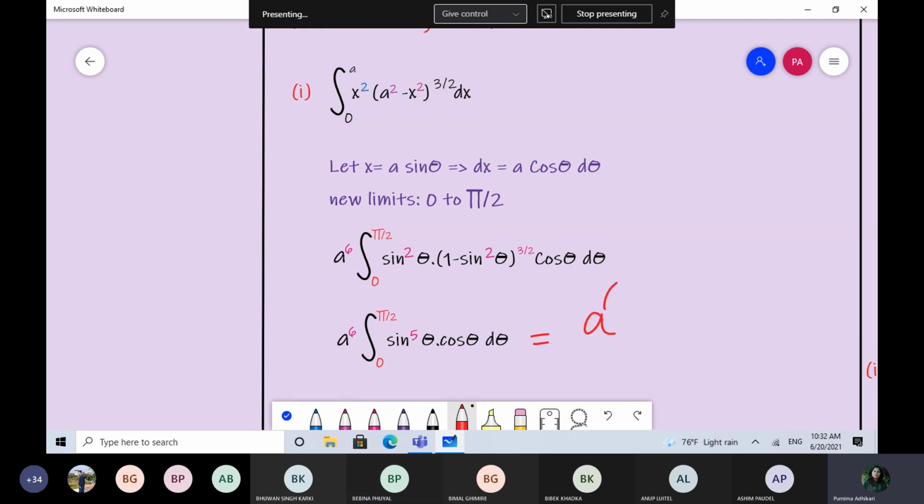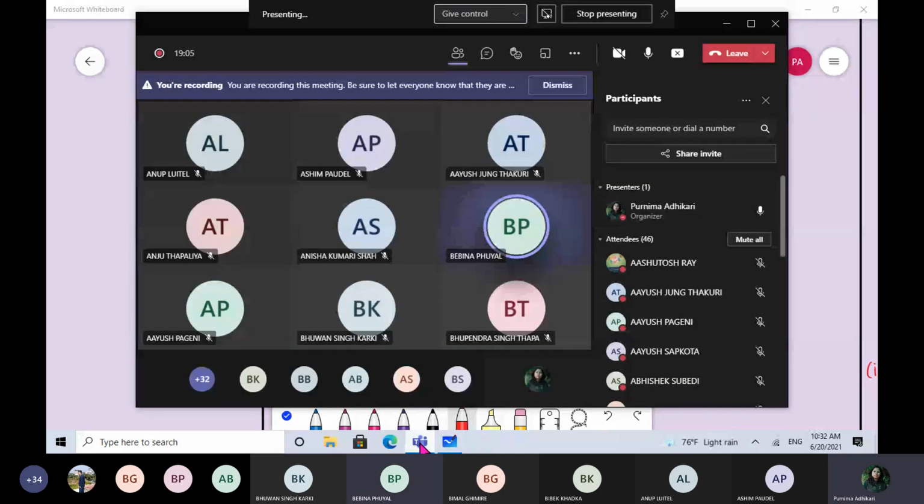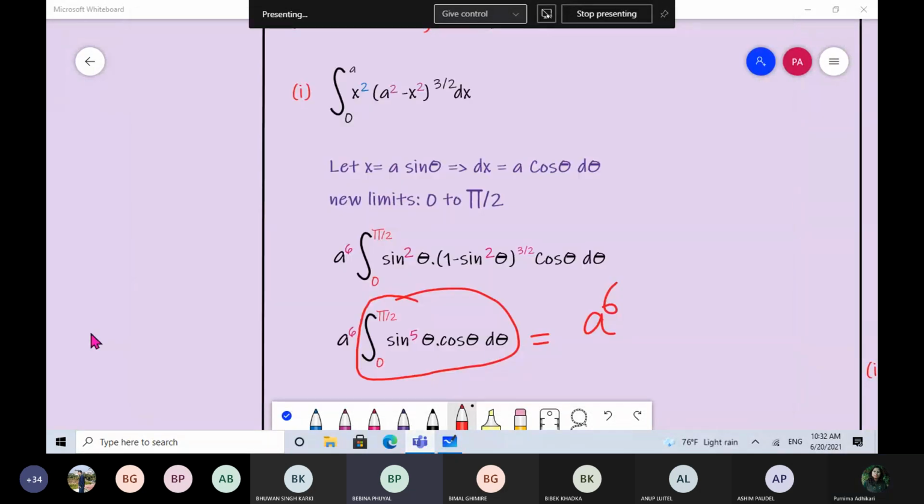A to the power 6 is constant, so we will keep it as it is. What about this integral? This is exactly in the form we desired, isn't it? 0 to pi by 2 sine to the power something cos to the power something d theta. Gamma. Yes. Gamma 5 plus 1 divided by 2.